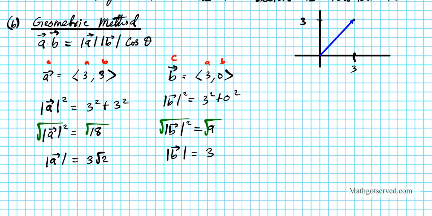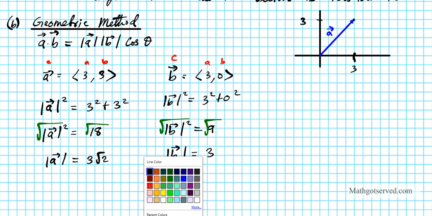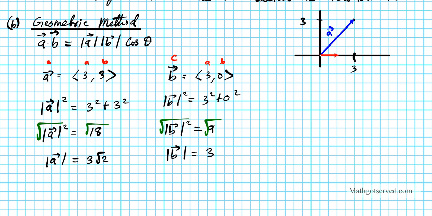All right, label vector A. Now let's go ahead and sketch vector B. Vector B is 3, 0, so you just go 3 units to the right on the x-axis. So let's draw that one in red. So there goes vector B. Okay. All right. Now we're looking for theta, the angle of separation between these two vectors.